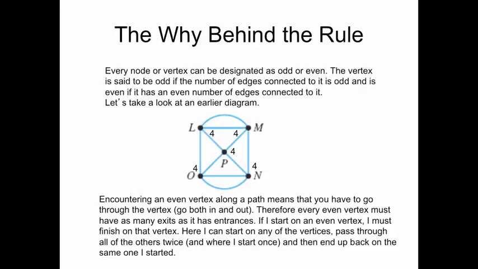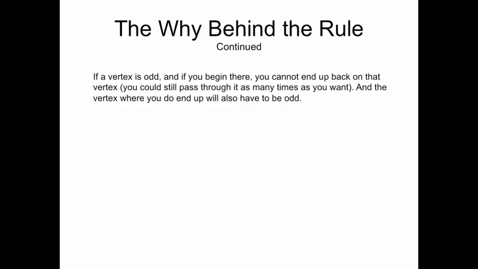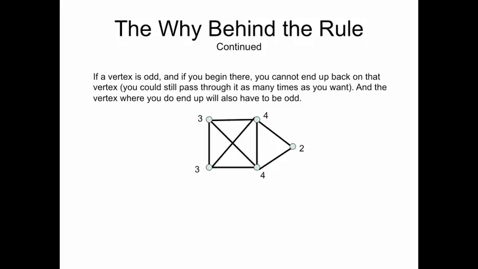Let's take a look at another situation. If a vertex is odd and you begin there, you cannot end up back on that vertex, although you could still pass through as many times as you want. And the vertex where you do end up will also have to be odd. So let's take a look at the one we did here. I started up here at an odd.